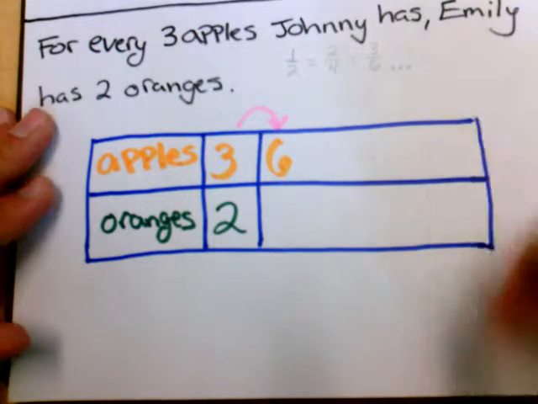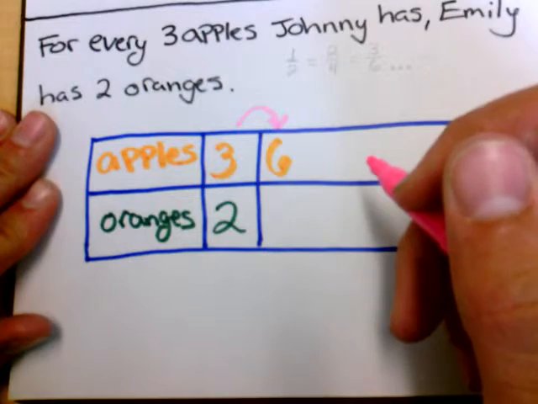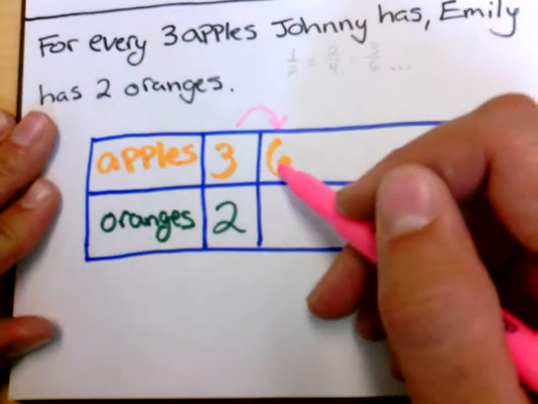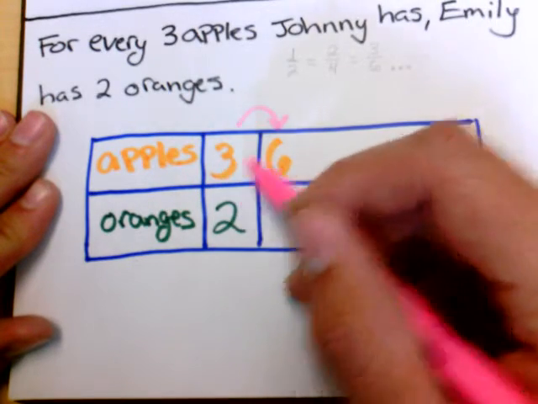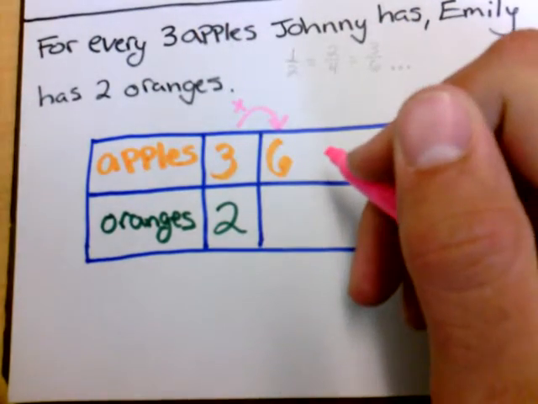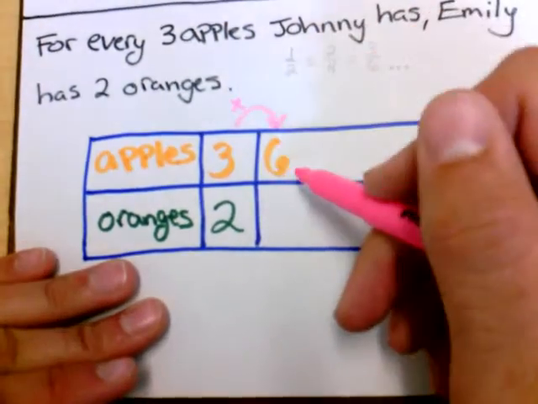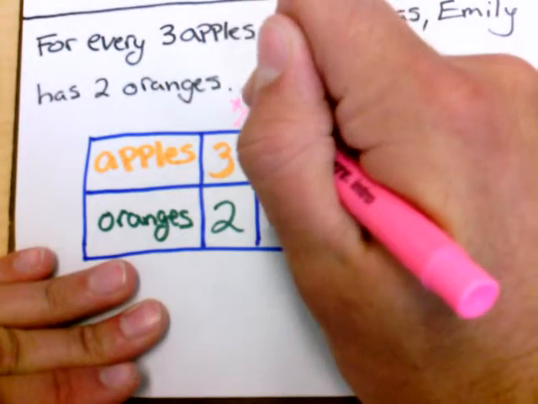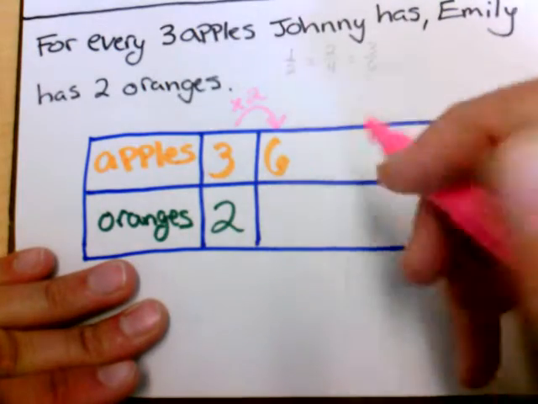There's no addition and subtraction. We're only dealing with multiplication and division. So, if I'm going up from 3 up to 6, we're going to be multiplying. And I have to ask myself, okay, how do I get 3 times what equals 6? Well, 3 times 2 equals 6.